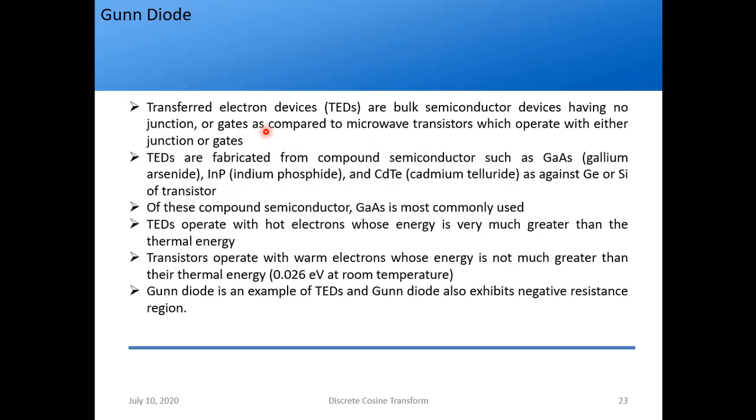Then we went to the Gunn diode. We saw that a transferred electron device is nothing but a Gunn diode. They are bulk semiconductor devices having no junctions or gates, as compared to microwave transistors, which operate with their junctions or gates. We also saw that TEDs operate with hot electrons while transistors operate with warm electrons. That is, the temperature of the electrons in transferred electron devices is higher.